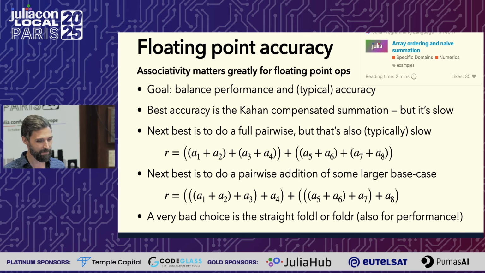I'm sorry, I got that wrong. By changing the ordering of your summation, you can change the values you get. And the same is true with associativity. It matters greatly here. The goal is to balance performance and your typical accuracy. The accuracy you get is also data dependent, but generally the best accuracy you can get out of a generic summation without doing work on the data is compensated summation, but that's slow. That requires lots of extra operations.